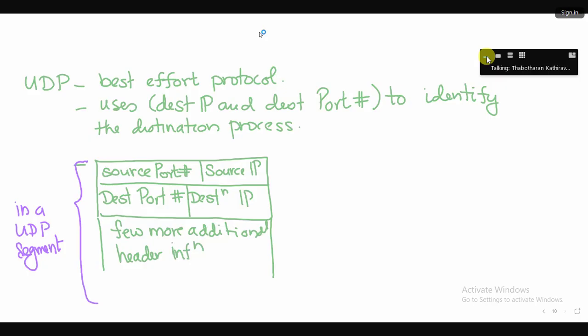Additional few more header information are also added. So, UDP segment header. This is the header. So additional header information are used.